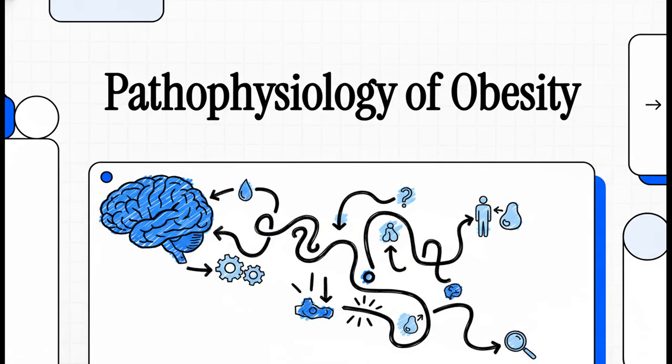All right, let's jump right in. What we're going to do here is build a visual map of how obesity works inside the body, step by step. The idea is that by the end of this, you'll be able to close your eyes and literally picture this whole cascade of events. Super helpful for locking it in for exams.